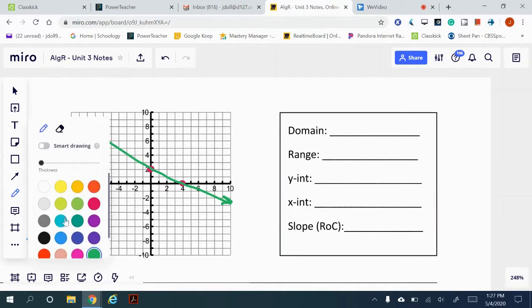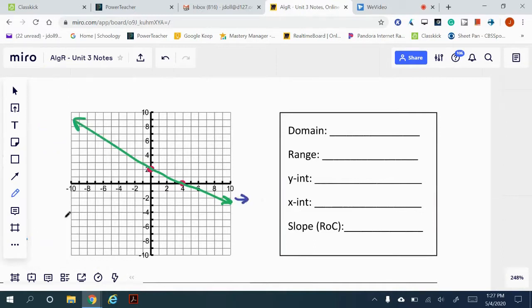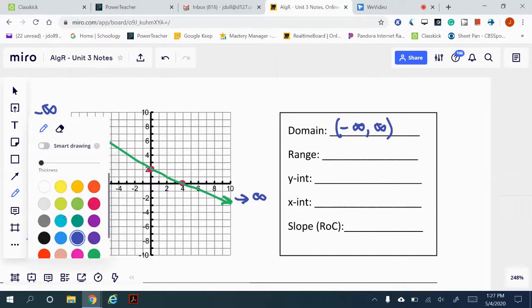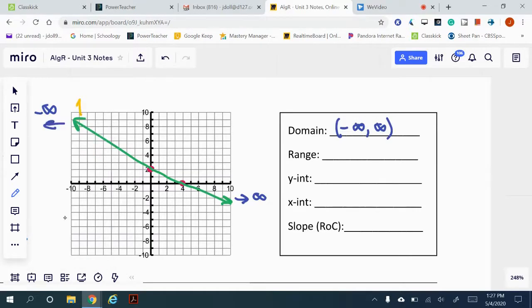So again, let's talk about domain and range. Notice domain, this part of the graph will go to the right forever. This part of the graph will go to the left forever. So my domain is back to being negative infinity to positive infinity. My range is going to go, this end of the graph will go up forever. This end will go down forever. No breaks in between. So the range still is negative infinity to positive infinity.